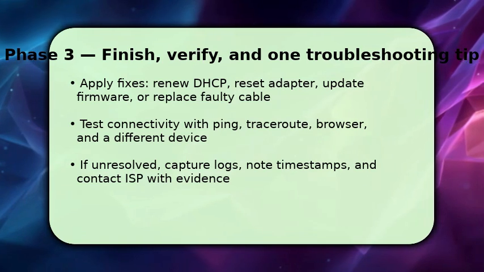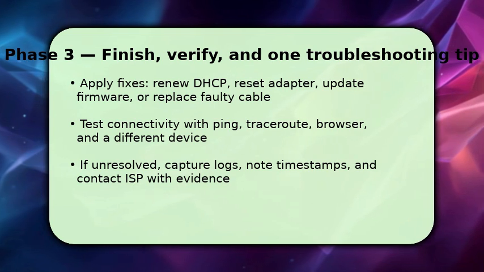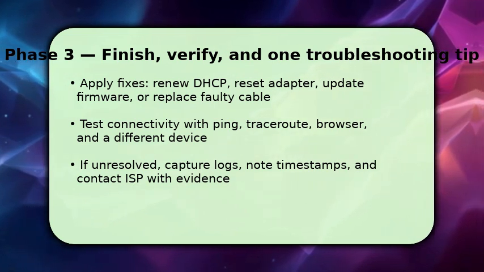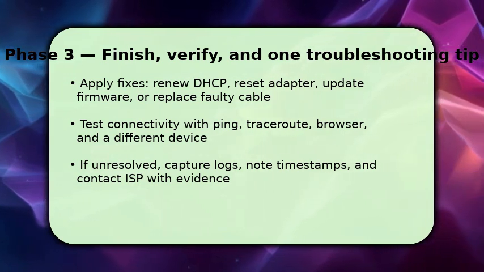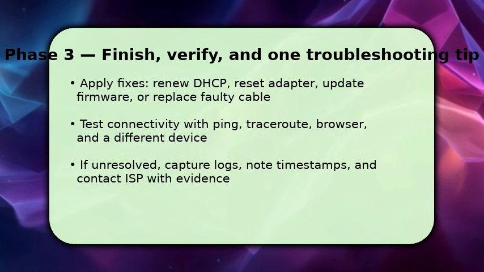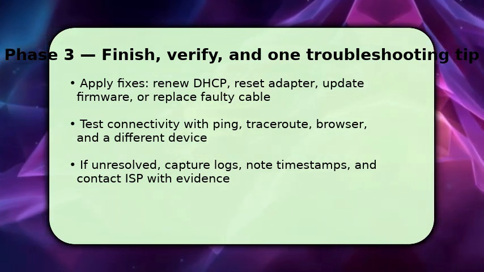Finish by applying targeted fixes. Renew the DHCP lease, reinstall or reset the network adapter, update router firmware, or swap any damaged cables. Once done, verify by pinging the gateway and external IPs, running traceroute, and loading a web page. Also test with another device to confirm scope.